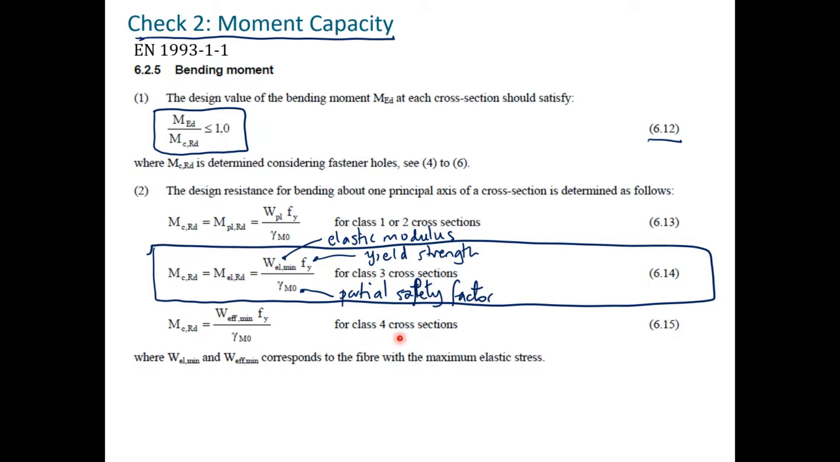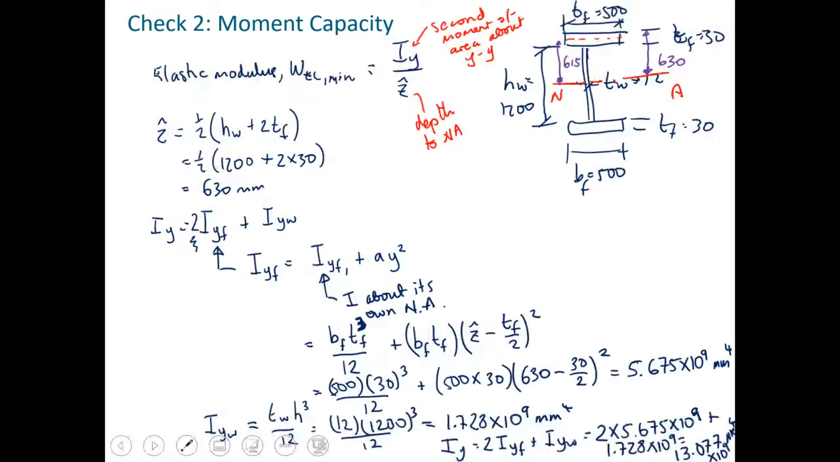If this happened to be a class 4 section, because of the class 4 web, then that means that the web is susceptible to local buckling, and we would have to use equation 6.15 for that, where we have to work out what the effective modulus is for the section, which actually can happen regularly enough for a plate girder because they're tall and very slender oftentimes.